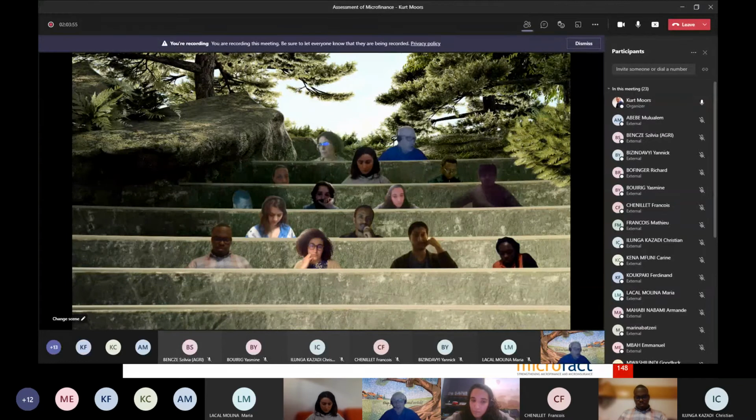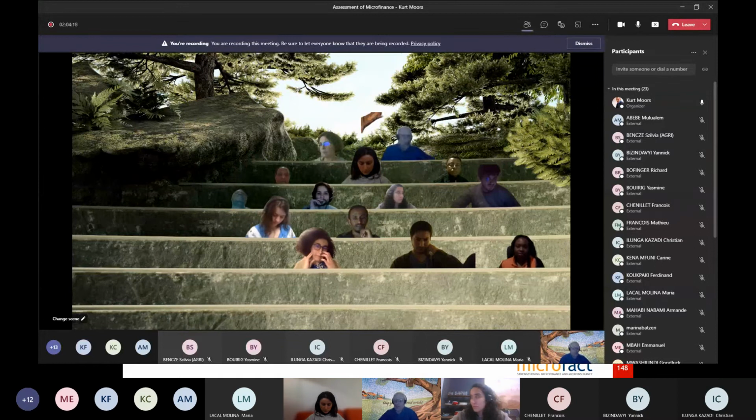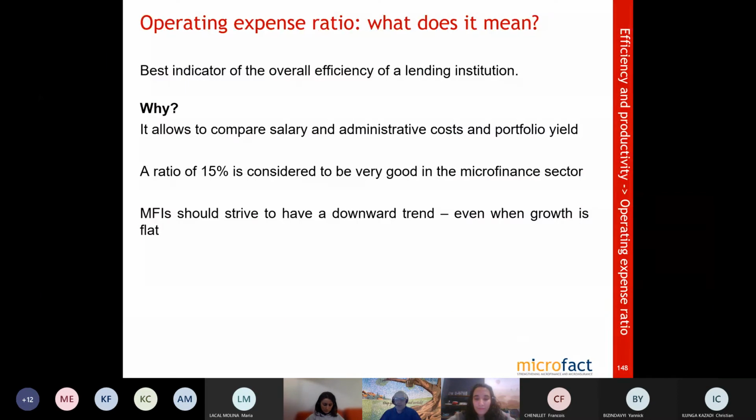So this means also that by using this denominator, gross loan portfolio, you can say that at least that client has to pay 15% in interest rate just to cover your operating expenses. So the lower you can bring down these operating expenses, the better offer you can give to your clients. That's exactly the way. It's very, very good. So for every 100, you spend 15 on operating expenses.